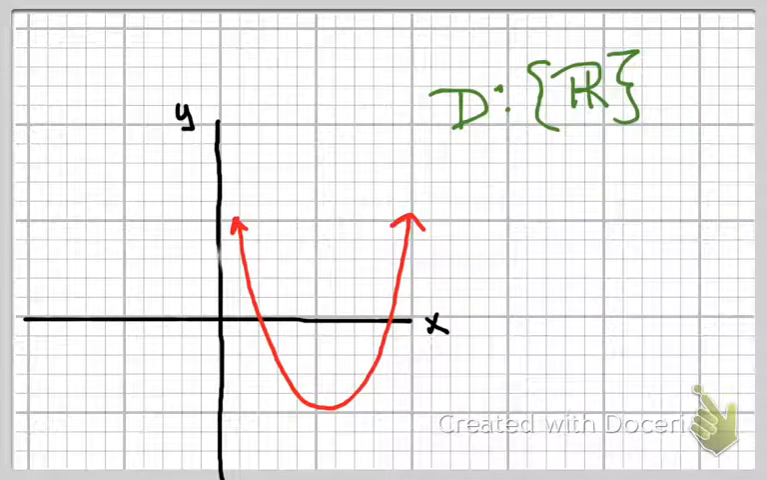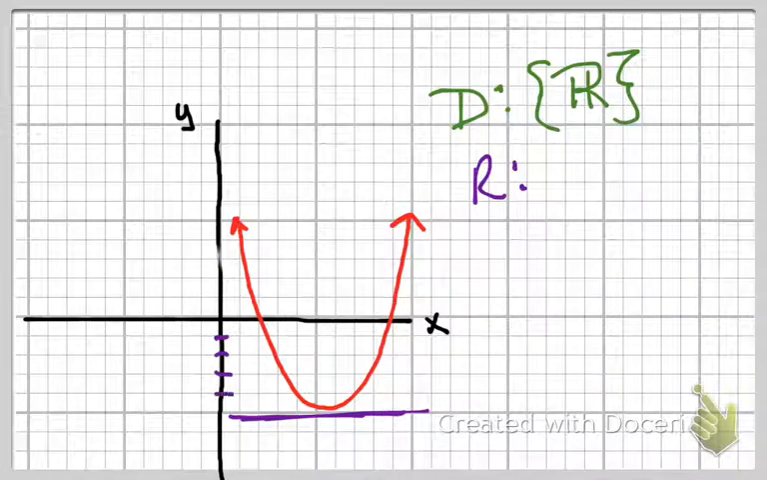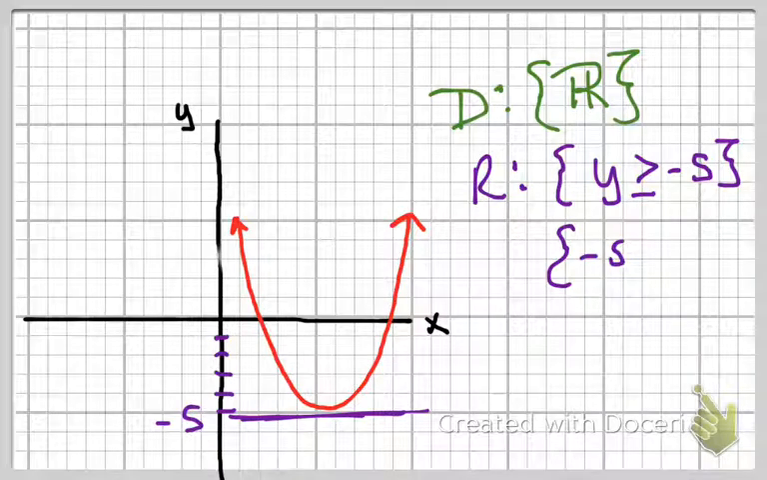Alright, now my range is my y value, and you can see the lowest it goes is right here. And so we're going to say 1, 2, 3, 4, 5, so that is -5. And then it's going up, so that means it goes on forever. So my range is y is greater than or equal to -5. Or like I said earlier, you can say -5 is less than or equal to y, which is less than positive infinity.